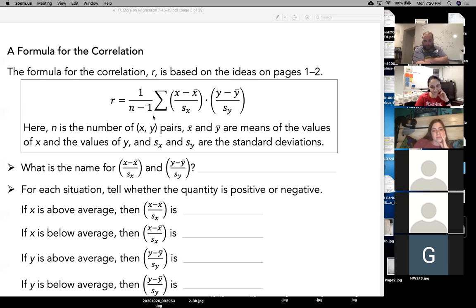Because it's annoying. What is the name for this, by the way? X minus X bar over S sub X, and Y minus Y bar over S sub Y. Remember what those names are, what they're called? We've seen those things before.